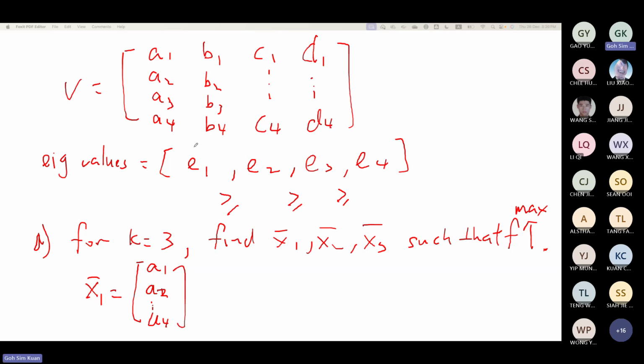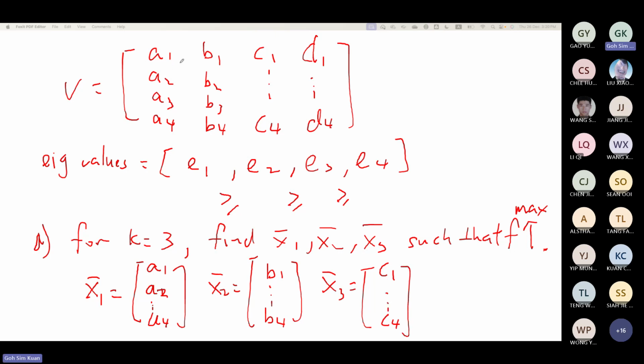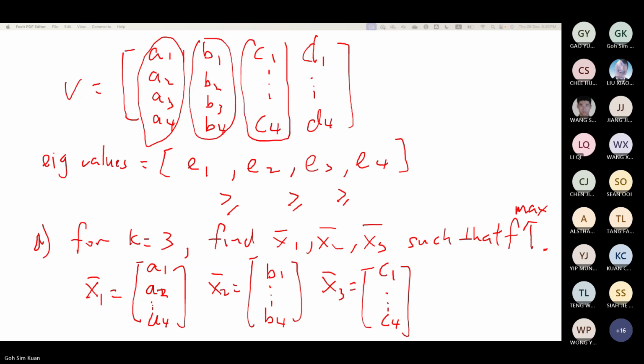Similarly, we will be able to obtain our solution for x2 bar, which is B1 to B4. And for x3 bar, it is simply C1 to C4. We simply need to copy them from the eigenvectors. So I think in this particular question in the final exam, you simply need to copy the host value to the solution. How about the value f?